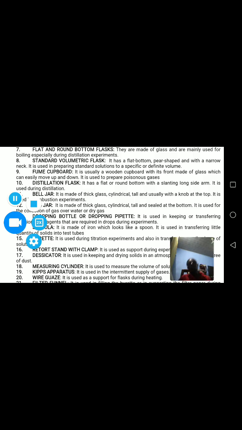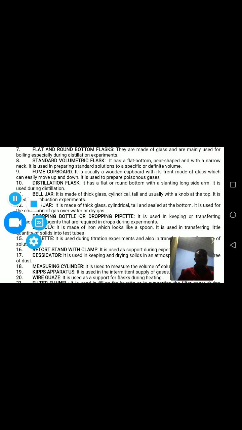The next equipment here is the fume cupboard. A fume cupboard is usually a wooden cupboard with its front made up of glass, which can easily move up and down. It is used to prepare poisonous gases. So if you are carrying out experiments that have to do with poisonous gases, you use a fume cupboard to prepare them.